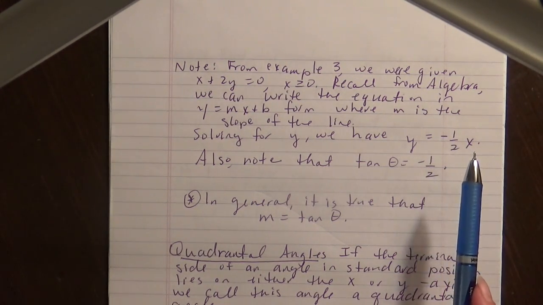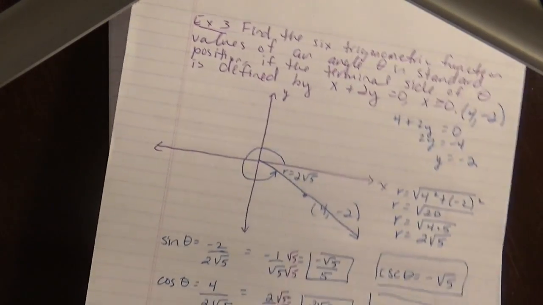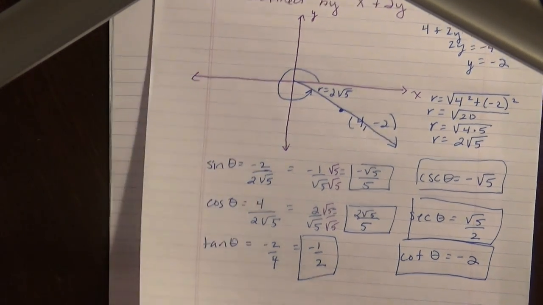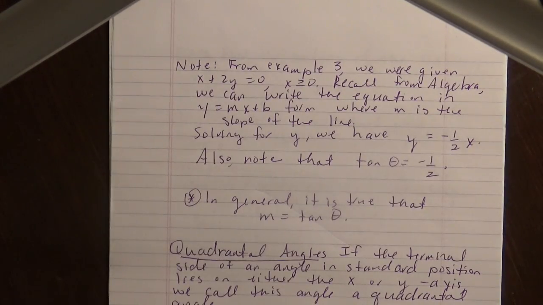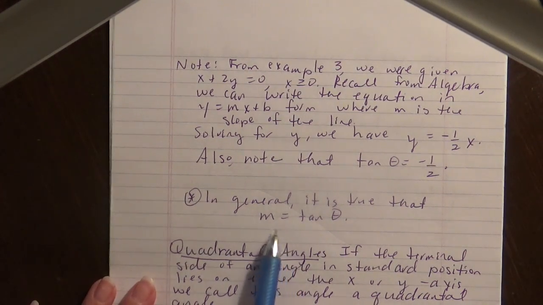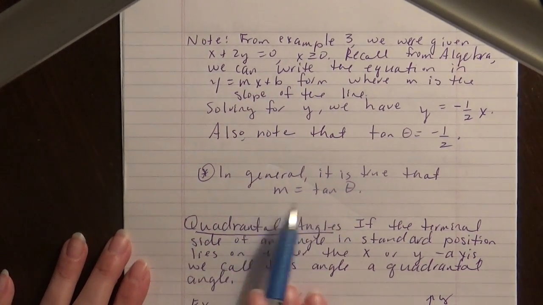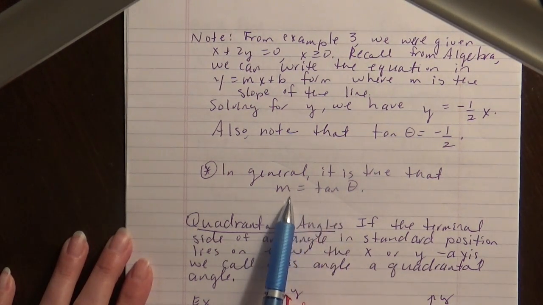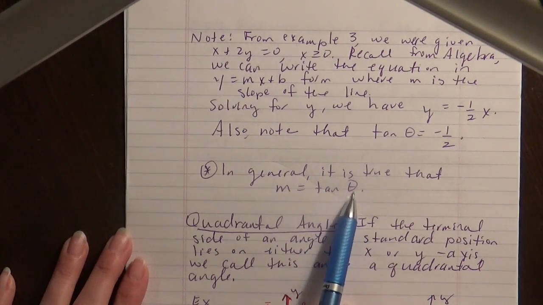Okay, now go back and look over here. Where else did we see negative 1/2 before? Remember, tangent is also y over x. That gave us negative 1/2. So slope and tangent, it's no coincidence that they're the same thing. So in general, we can say it is true that the slope is equal to the tangent of theta, and that can be used to help us sometime, at some point. So just try to keep in the back of your mind that slope is always going to be equal to the tangent of your angle theta.